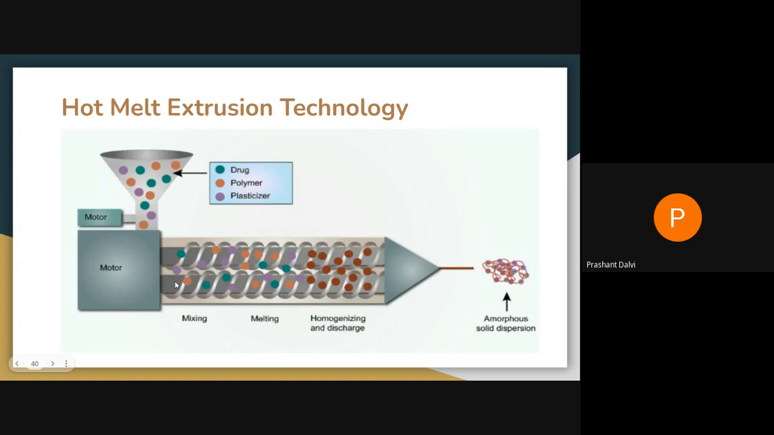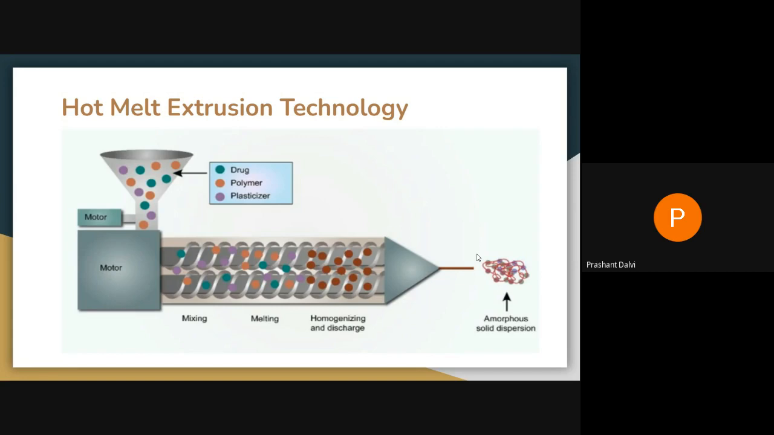So this is the diagram of hot melt extrusion. You can see here the drugs and polymers, and plasticizers can also be used. The mixture of all these things goes into this hopper. This is the extruder, a rotating extruder. Mixing of all these three takes place inside these barrels, yes or no? Powder blend formation and melting will take place only in the barrels. A homogenized mass will form, and then the amorphous solid dispersion is produced.